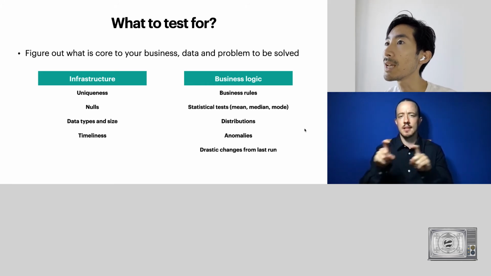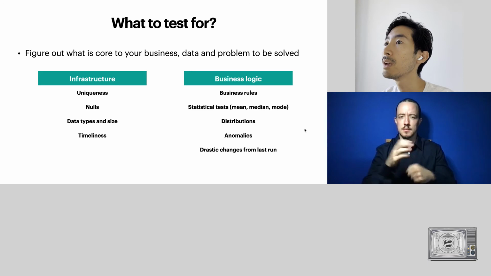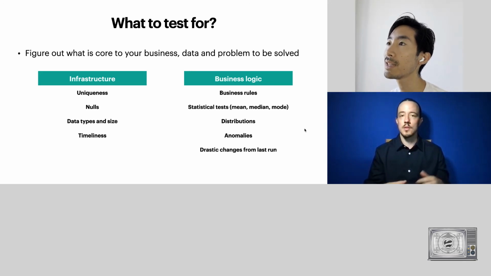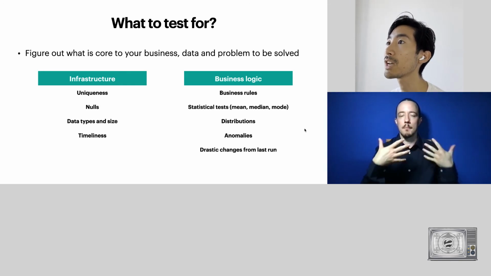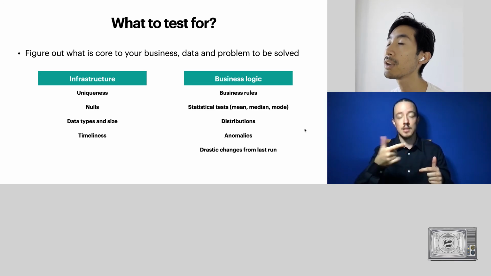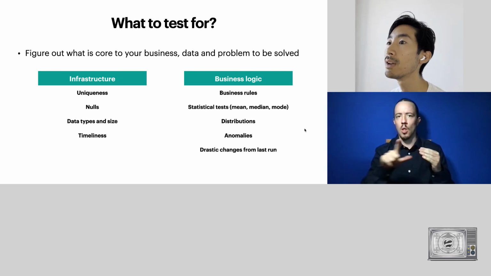So we're thinking about what to test for. There's a myriad of things that we could conceivably look out for, lots of different edge cases. So what we really want to do is think about what's core to our business and the problem that we're trying to solve. We can split these tests into two different categories. First, infrastructure, what's related to the extraction and loading of our data. So when we're merging data, recasting it, do we still see the same uniqueness for primary keys? Are we introducing nulls? Is the size of our data set what we would expect? Is it coming in on time?